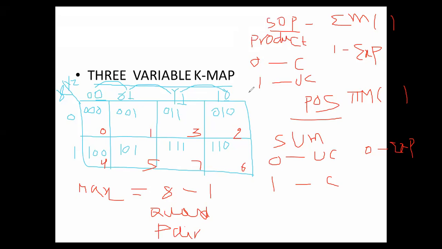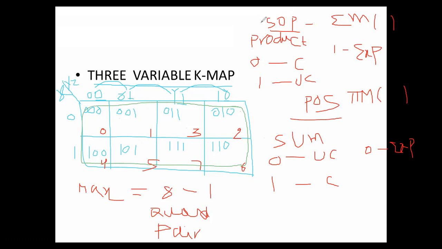Now see here. Octet means totally 8 ones. If all the cells are ones, then this is the possibility. This is one group, totally 8 ones. If, based on the expression, you get ones in all the cells, then this is a group for octet. Do you understand?